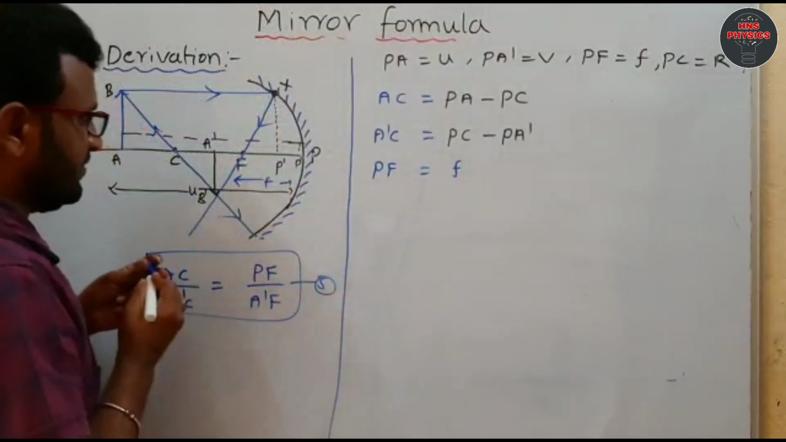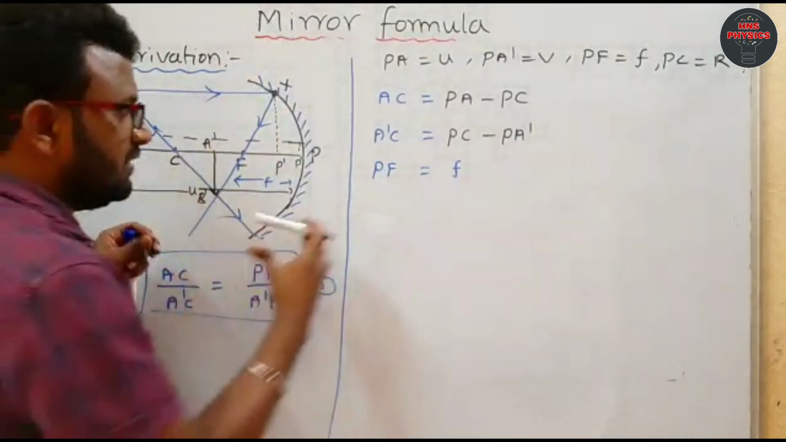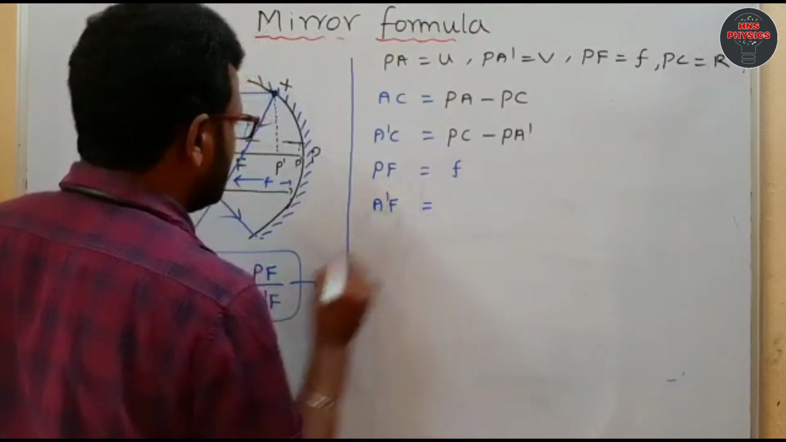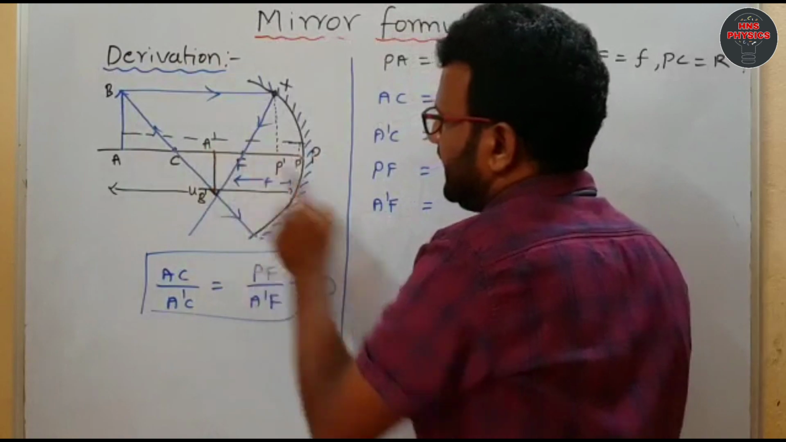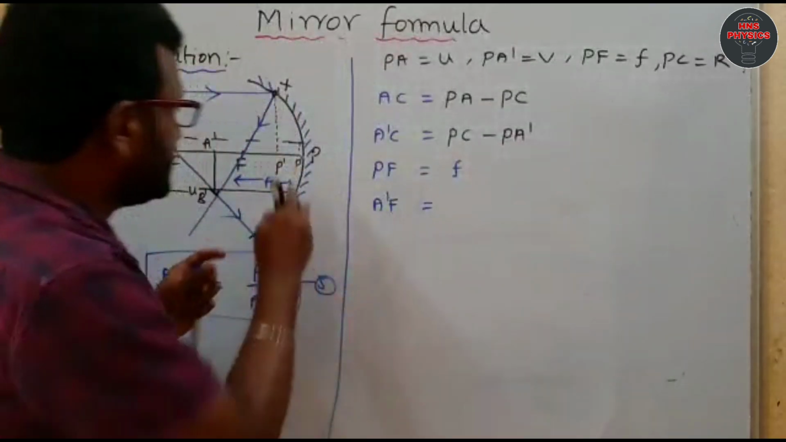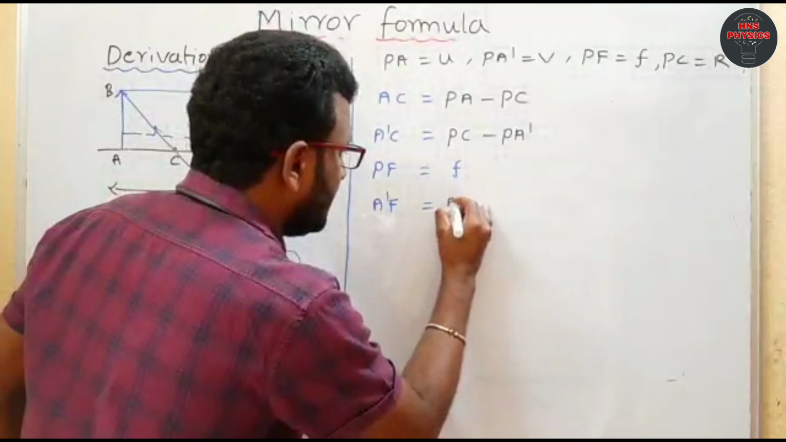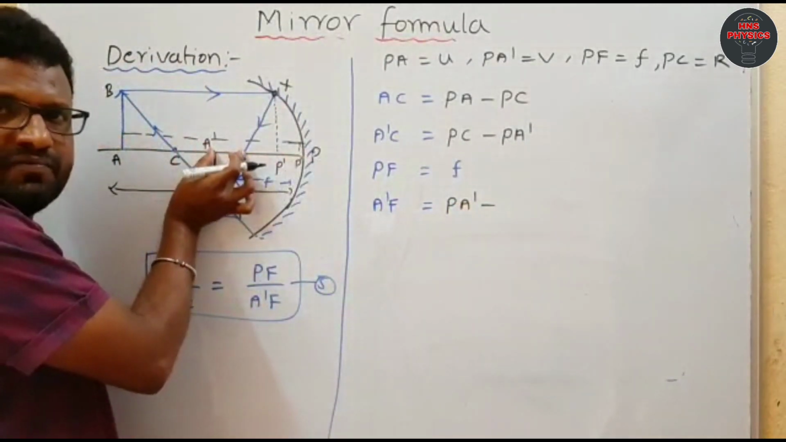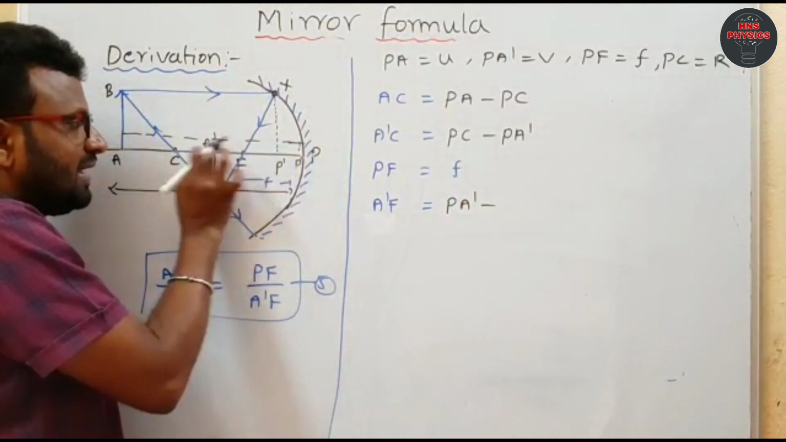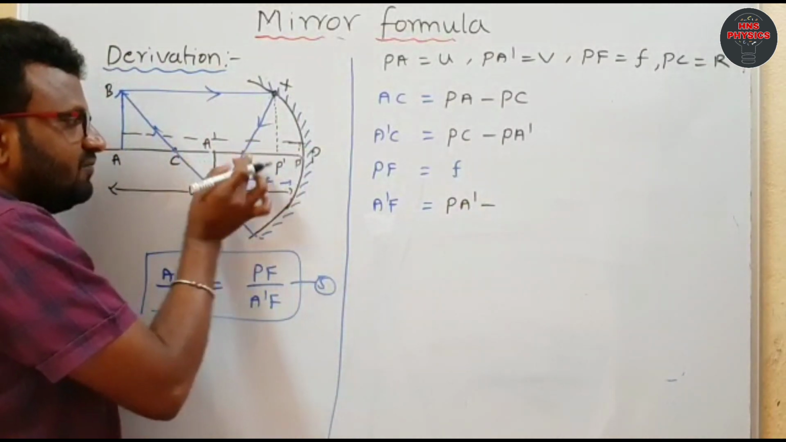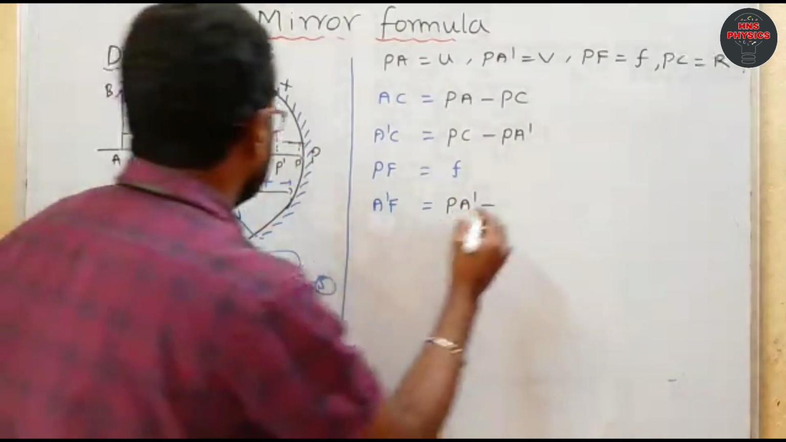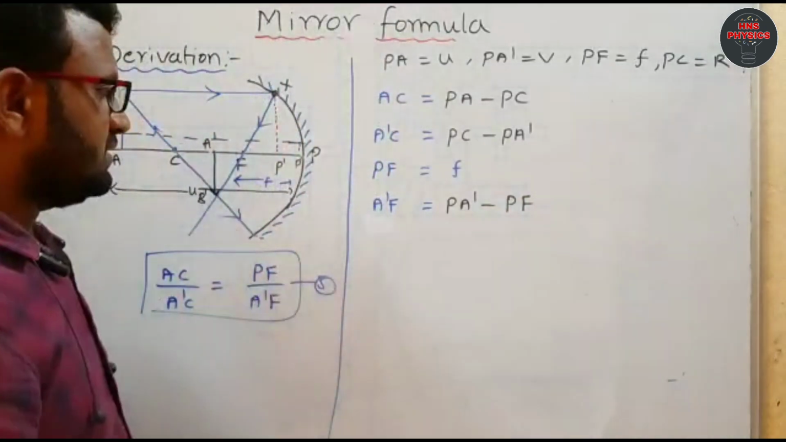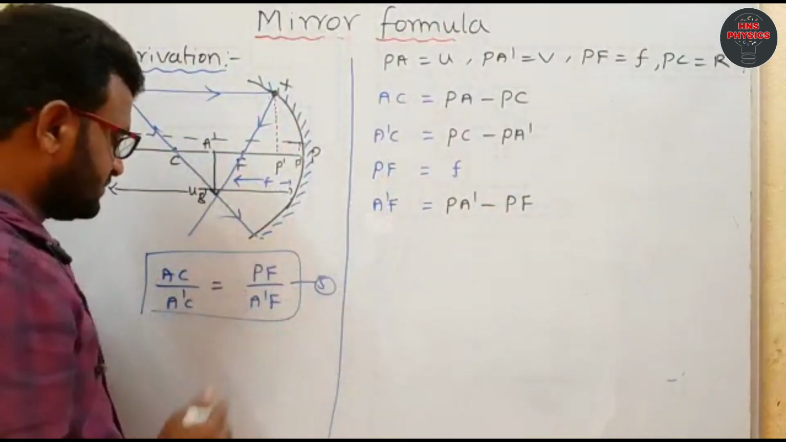Next, A dash F value we also don't know, so we can write this in terms of known values. A dash F equals PA dash minus PF. We need only this distance, so I am taking the total distance P to A dash minus PF, then you will get the A dash F distance. Now you can substitute these values in equation 5.